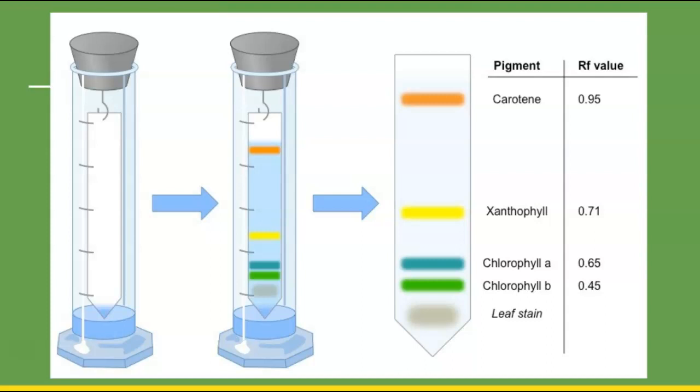It's gone now. And then you can calculate the RF value, again, based on how high the solvent went versus the pigment. You can see that this pigment is very close to the top of the solvent, so that is why it's very close to 1, whereas chlorophyll B is at the bottom, so it's very far away, so it has a much lower RF value.